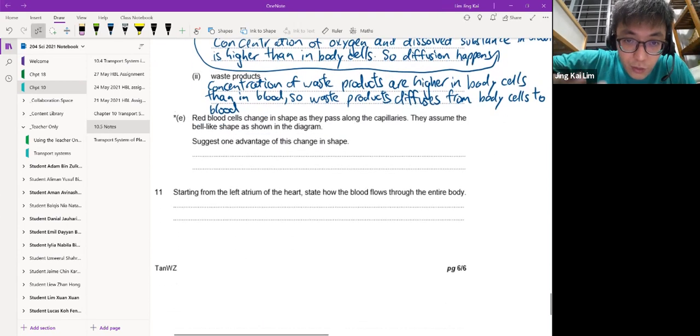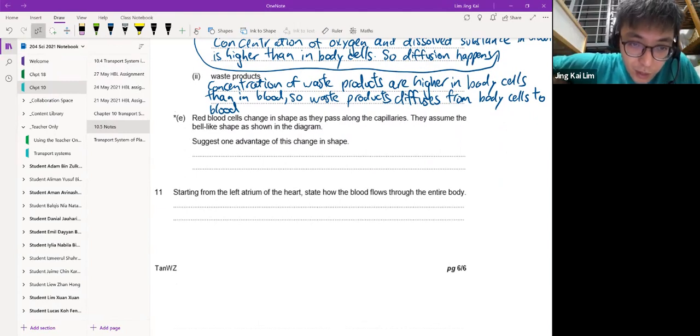Okay, E is not part of our syllabus because it's for express students, so let's leave it to one side. Okay, so basically E is actually talking about sickle cell anemia, the problem with sickle cell anemia and one shape of it.